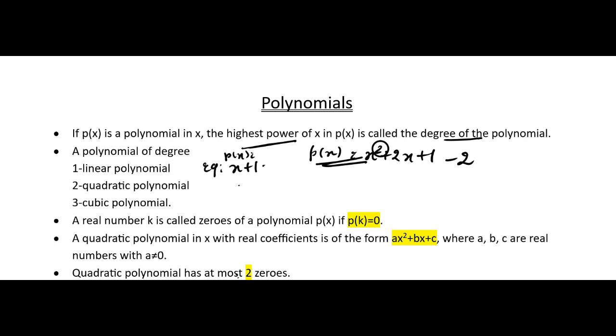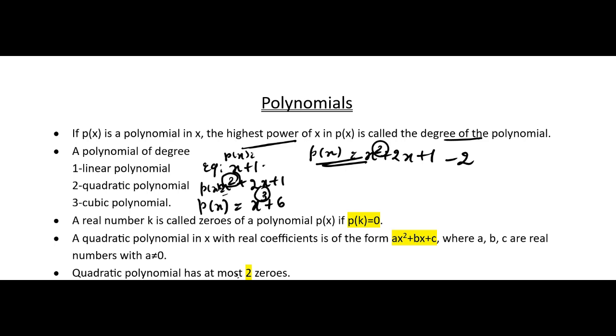For example, p of x is equal to x square plus 2x plus 1. Here the highest power is 2, so that polynomial is called a quadratic polynomial. If the polynomial is of degree 3, then that polynomial is called a cubic polynomial.